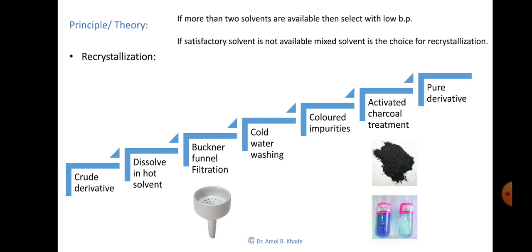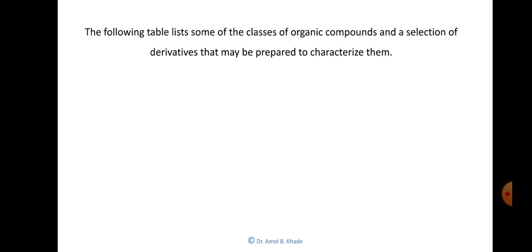Sometimes it is very difficult to get a satisfactory solvent which can dissolve your solid derivative selectively. In that case you have the option of a mixed solvent for recrystallization. You can select more than one solvent so that you can dissolve the product, and the insoluble impurities can be retained on the filter paper. This is how you perform the recrystallization, and then the pure derivative is obtained, which will give a very sharp melting point that helps us to identify the compound. Now we'll see how these derivatives can be prepared with suitable examples.